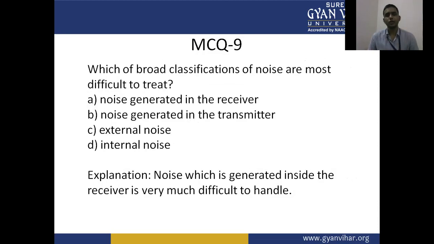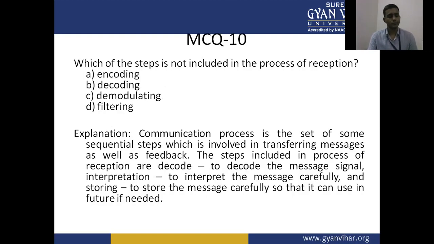Question number 9: which of the broad classifications of noise is the most difficult to treat? A, noise generated in the receiver; B, noise generated in the transmitter; C, external noise; D, internal noise. Question 10: which of the steps is not included in the process of reception? A, encoding; B, decoding; C, demodulating; D, filtering.